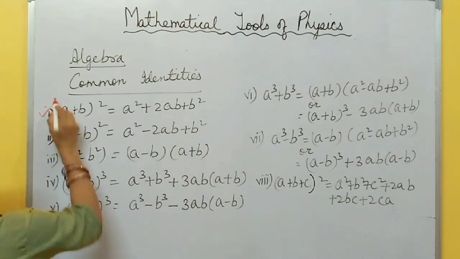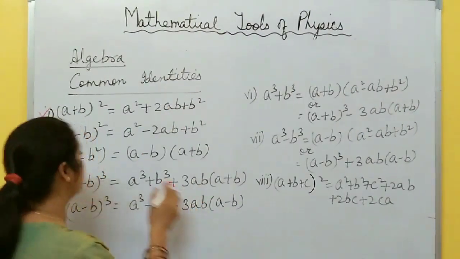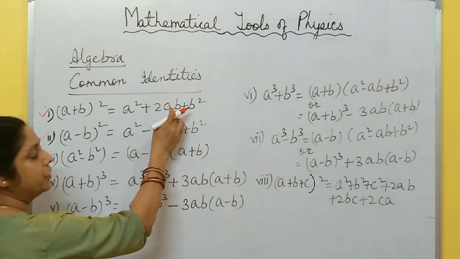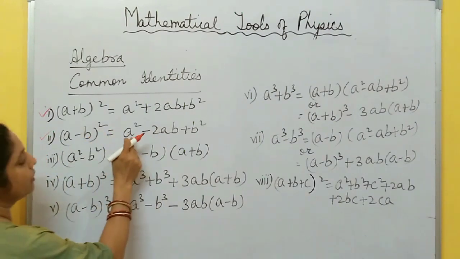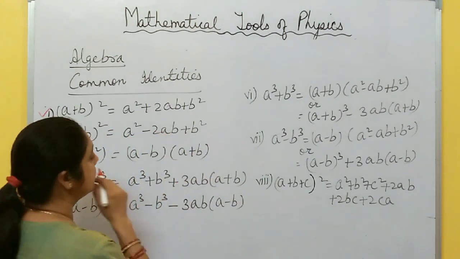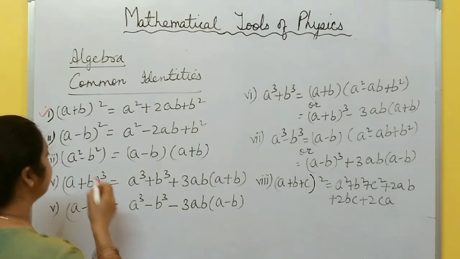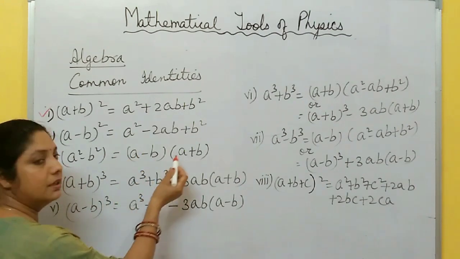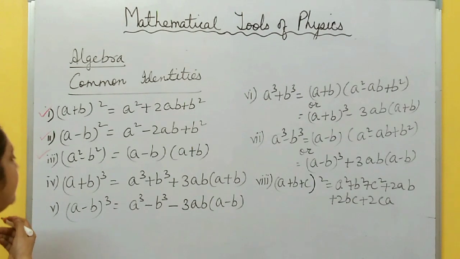Like the first one, (a + b) whole square is a square plus 2ab plus b square. (a − b) whole square is just, in place of plus 2ab, you write minus 2ab. So (a − b) whole square is a square minus 2ab plus b square. Then the third one is also very important. In many places this formula is used: a square minus b square equals (a − b) times (a + b). These first 3 formulas are very important.